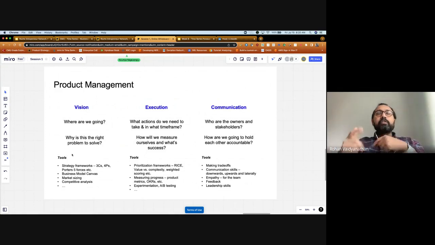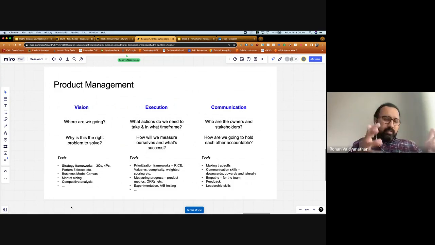I think there's a lot of talk, especially in the tech industry, about move fast and break things, doing things iteratively, or jumping into building and product-led philosophies. I think they're all good. They all have their places in the right context, but there's no substitute for having a clear vision and making sure where you're going and why the problem that you're solving is the right problem to solve.